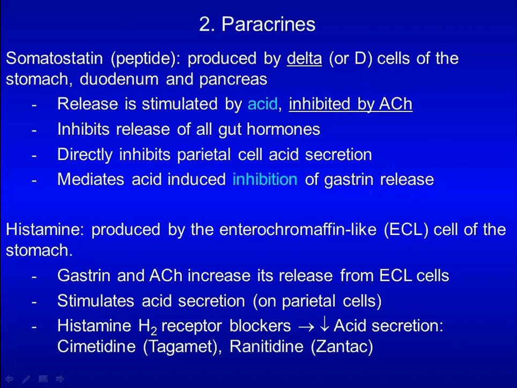Histamine is produced by enterochromaffin-like cells, or ECL cells, of the stomach. Gastrin and acetylcholine increase its release from ECL cells. Histamine stimulates acid secretion from parietal cells. Histamine H2 receptor blockers such as cimetidine and ranitidine decrease acid secretion.